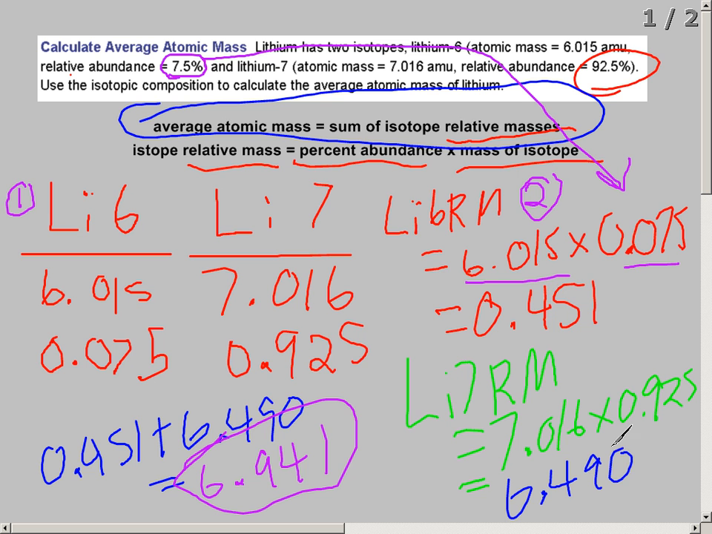And once you have the relative masses of each isotope, all you do is add them together, and that is the weighted average atomic mass of the element in question.